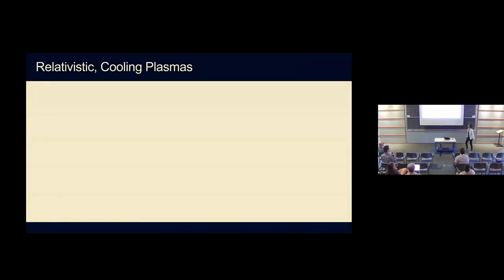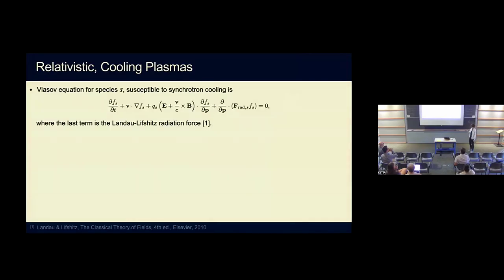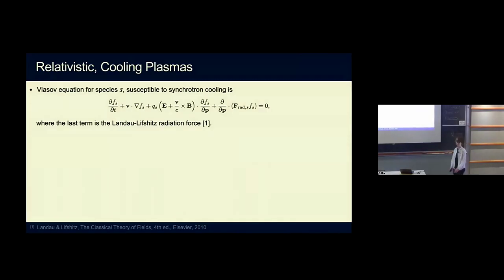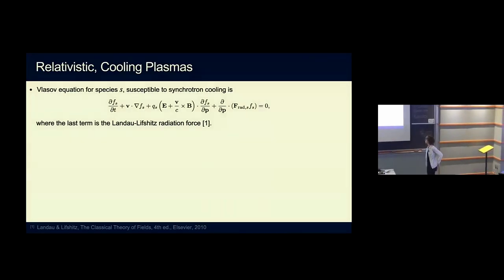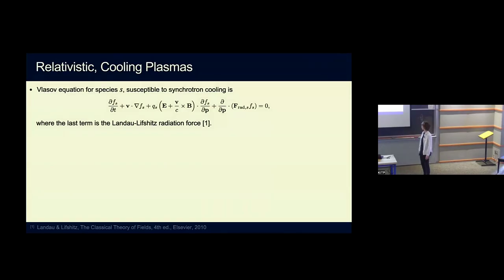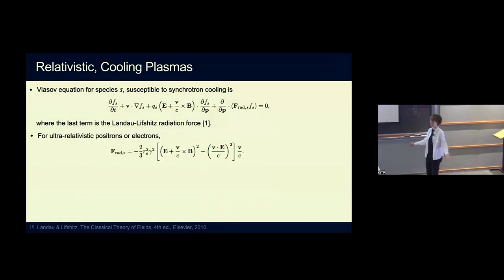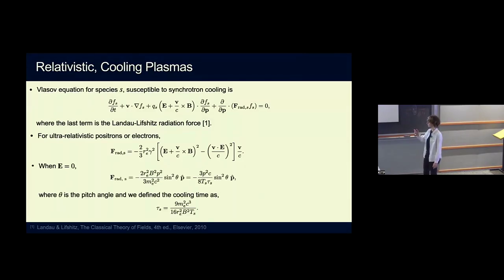Anyways, so let's quickly do some background. Obviously, the distribution function of some species, which is susceptible to synchrotron cooling, will satisfy the Vlasov equation plus this extra correction on the right, which would be the Landau and Lifshitz radiation force, which obviously takes care of the synchrotron cooling. For the case of ultra-relativistic positrons or electrons, which is kind of what we're mostly interested in, it simplifies to this form. But if you consider the case when the electric field is 0, you can again rewrite it in a simpler form, and that way we can then define a synchrotron cooling time. That's going to be important in all our simulations.